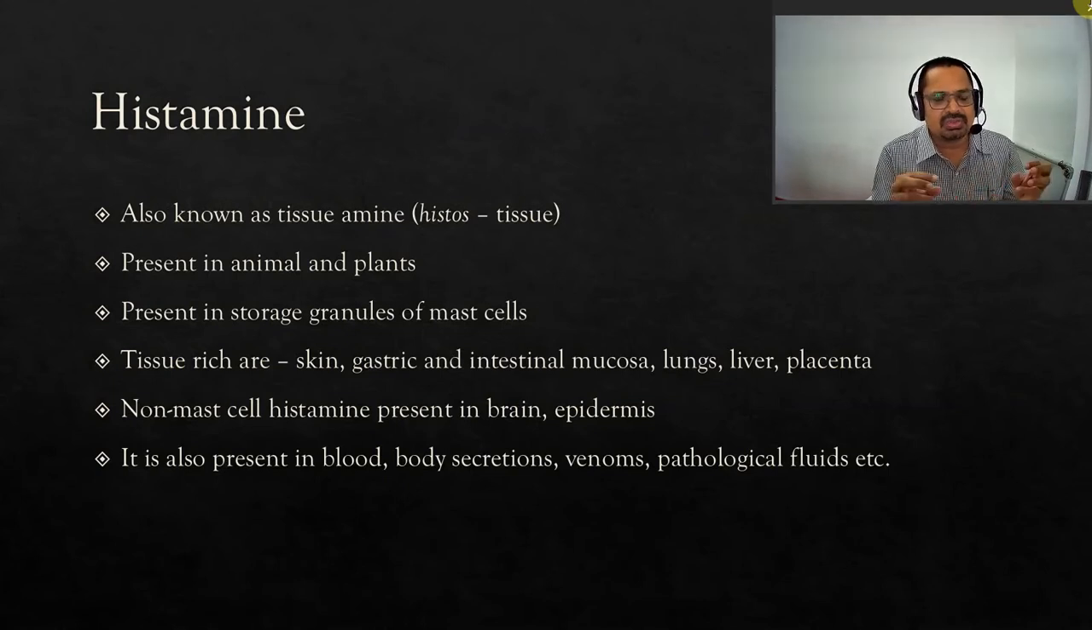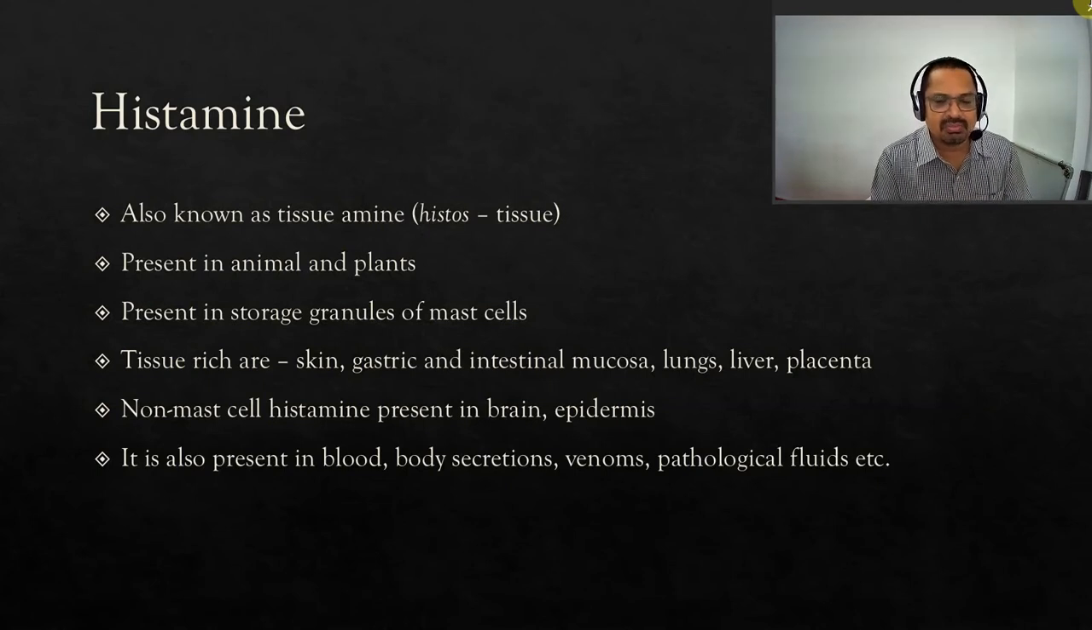So these are the sites where histamine is present abundantly. It does not mean they are not present at other sites, but these are the sites where they are abundant. Non-mast cell histamine is also present in the brain and epidermis. The brain also contains histamine, but not in mast cells. In skin, gastric mucosa, intestine and liver, the mast cells store it. But mast cells are not abundantly found in the CNS, so non-mast cell histamine is found in the brain, where it also acts as a neurotransmitter.